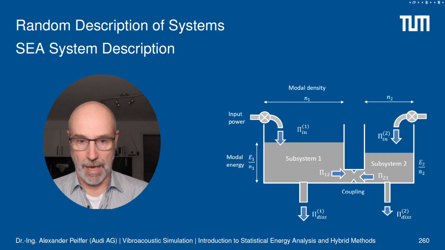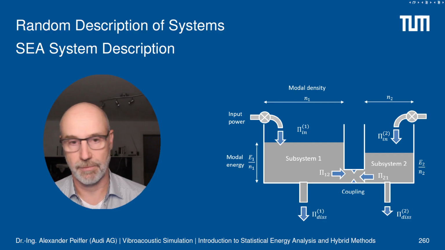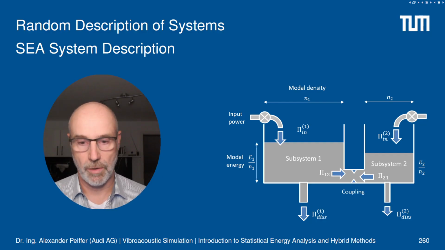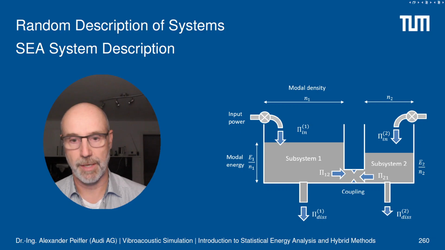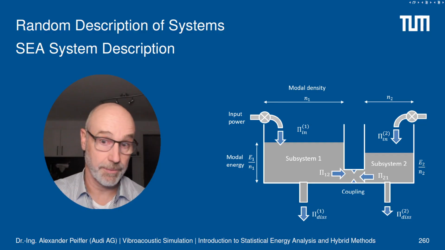Today we come to the heart of random subsystem description, or SEA subsystem description, because we see how a random subsystem is described, what figures are required to describe the power flow in a single subsystem, but also how the power is exchanged between the different subsystems. And this is the baseline for our final modeling of a network of random subsystems.